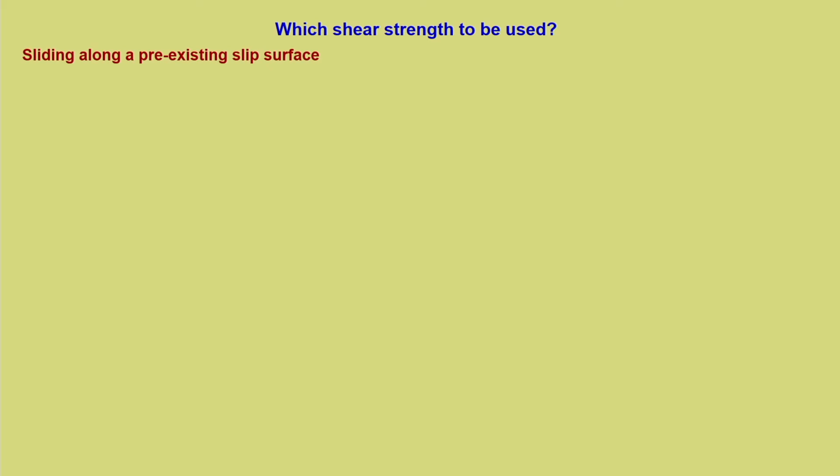Sliding along a pre-existing slip surface. So, it is very clear, an already existing failure surface or slip surface, and the soil is moving. In that case, what shear strength to use? Based on our discussion today, we can easily say that it will be residual shear strength. That is tau f r, where r corresponds to residual strength, equal to sigma dash f tan phi dash r. Please note here, r stands for residual.